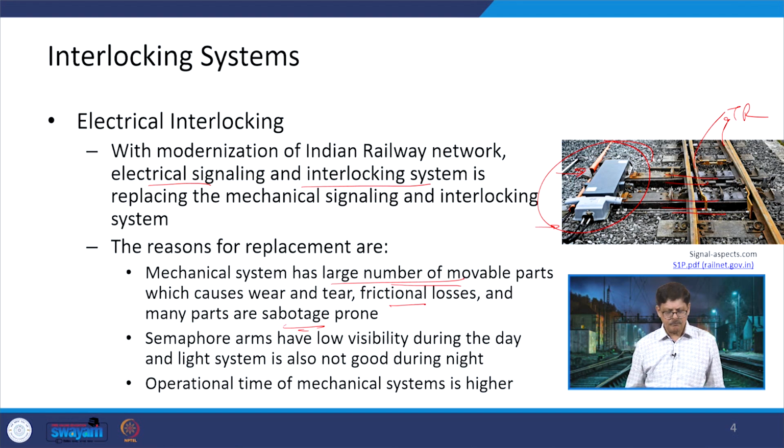So, this is one of the reasons why it is better to move from the mechanical system to the electrical system. Another, the semaphore arms have low visibility during the day, and the light system is also often not of good quality during the night. And the operational time of mechanical systems is a bit longer as compared to these electrical systems, and afterwards when we talk about route relay systems and finally the electronic system, the time goes down further.